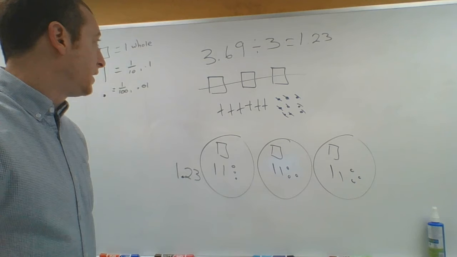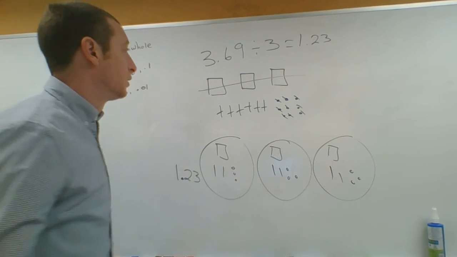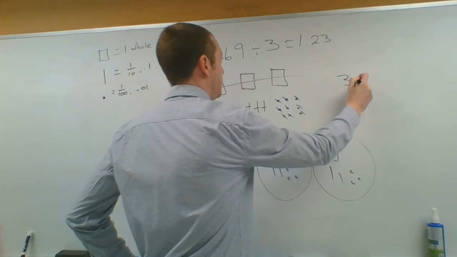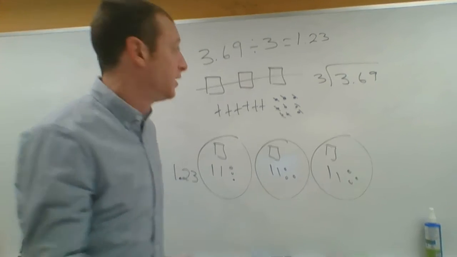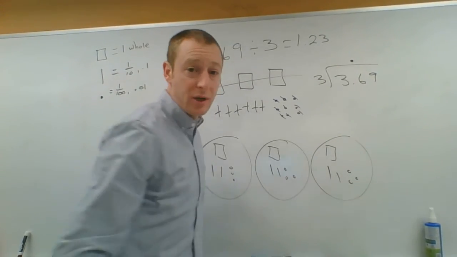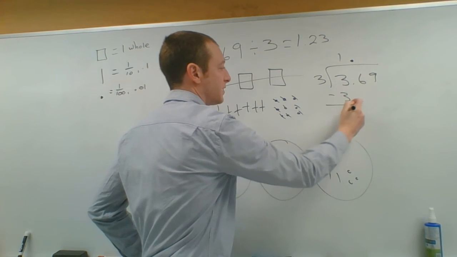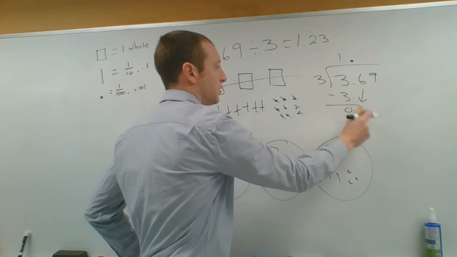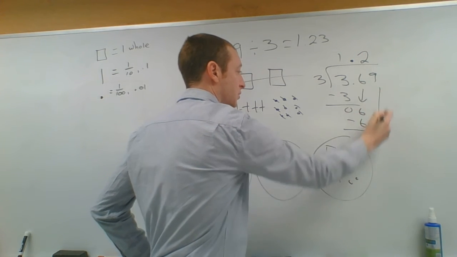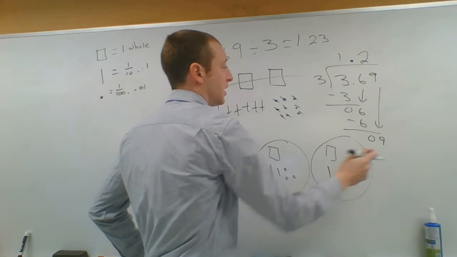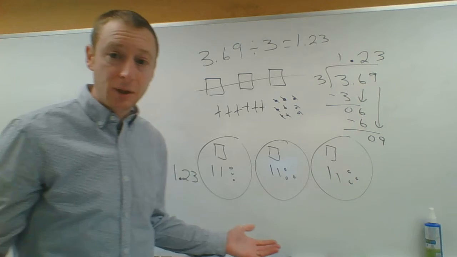Now, how can we check this? Let's divide and make sure we're right. 3.69 divided by 3. Do you remember how to divide this? Remember, the first thing we do is pop our decimal point up. 3 goes into 3 once. 1 times 3 is 3. Subtract 0, bring down the 6. 3 goes into 6 2 times. 2 times 3 is 6. Subtract 0, bring down the 9. 3 goes into 9 3 times. 1.23. All right, that was an easy one.